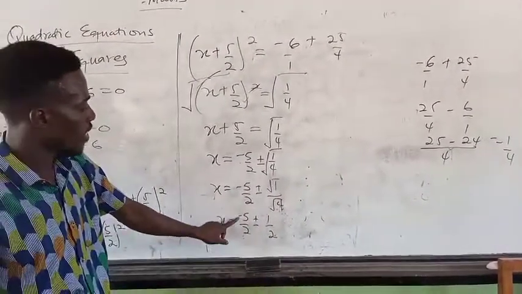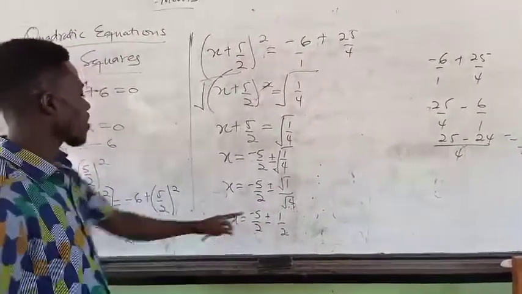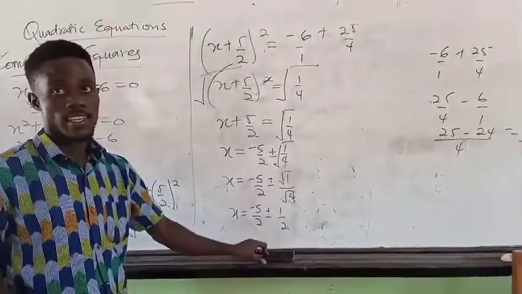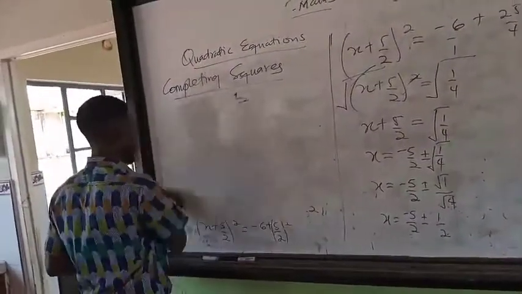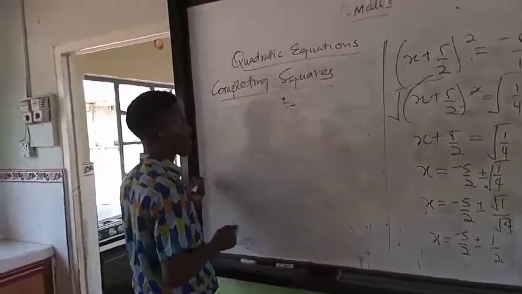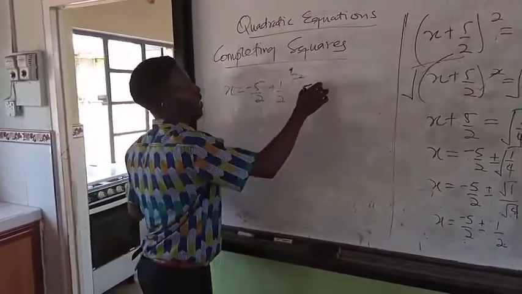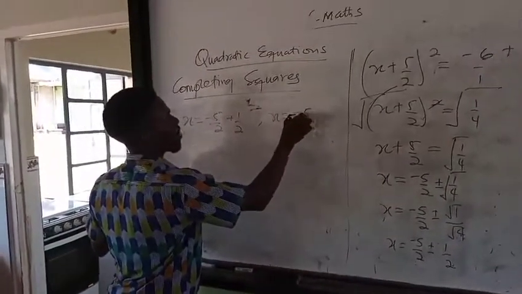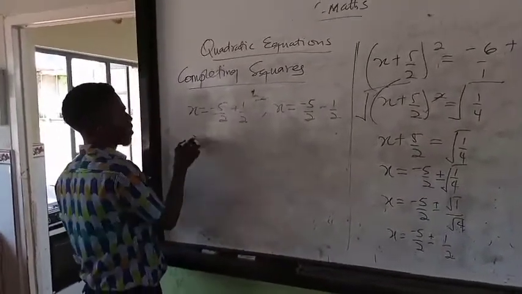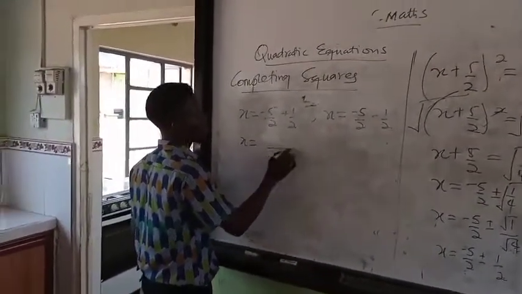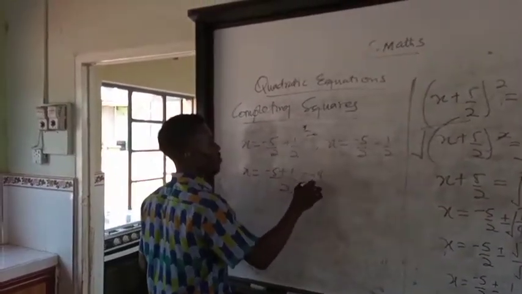So, we are going to work negative 5 on 2 plus 1 on 2 as one answer, and we work negative 5 on 2 minus 1 on 2 as another. So I'm going to treat each one. So what we have here is x is equal to negative 5 on 2 plus 1 over 2, and x is equal to negative 5 on 2 minus 1 over 2. So we have x is equal to the LCM of 2 and 2 is 2. 2 goes here 1. We have negative 5 plus 1, and we have negative 4 over 2.